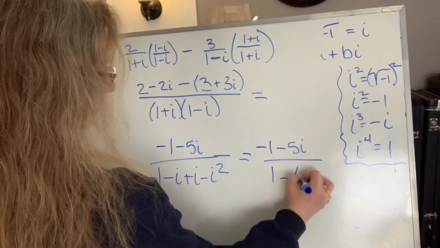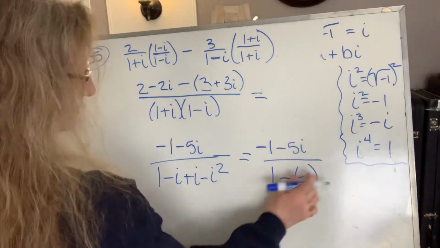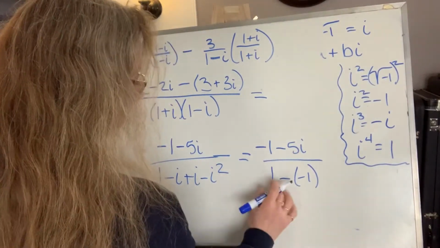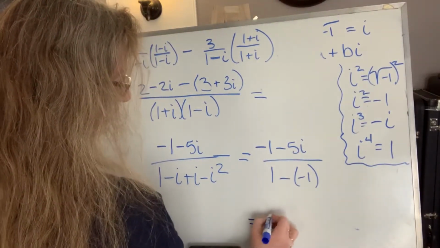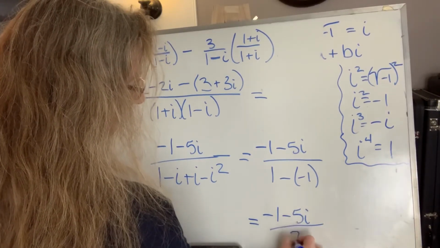So let's go ahead and substitute that in. 1 minus a negative 1. Whew, you thought we were going to divide by 0. Nope, we're okay. So 1 minus negative 1 is going to be 2. Negative 1 minus 5i over 2.